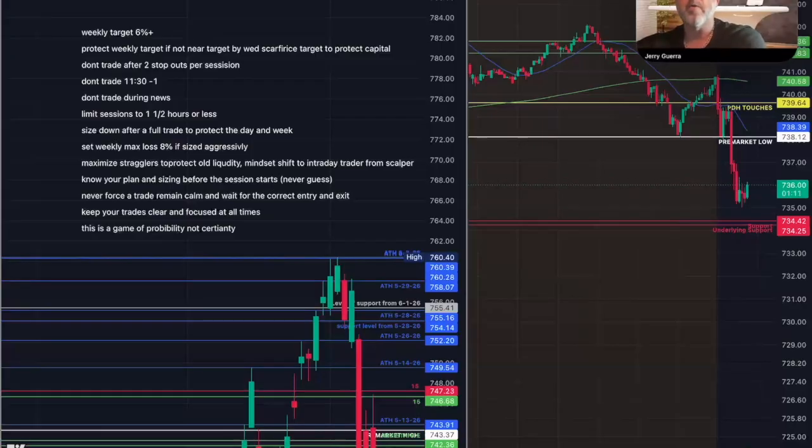I'm not going to go from a 4% down to 1% and give that away. So now my weekly target is no longer obtainable without some magic stragglers happening, and I literally just start protecting where I'm at. I have a weekly max loss of 8%. Now, when you're sized very aggressively, it's very easy to get to that, so you have to walk that line and be very cautious of that.